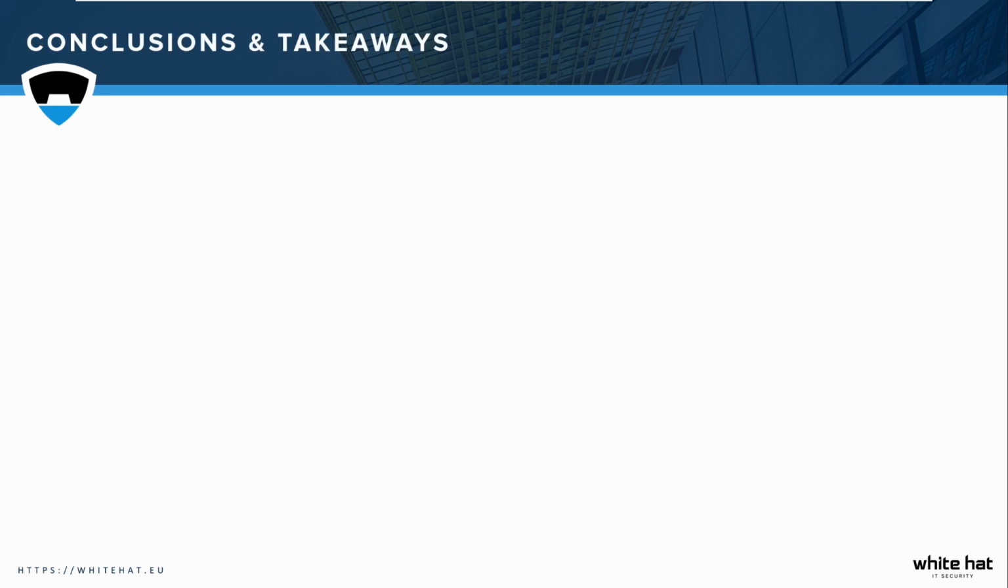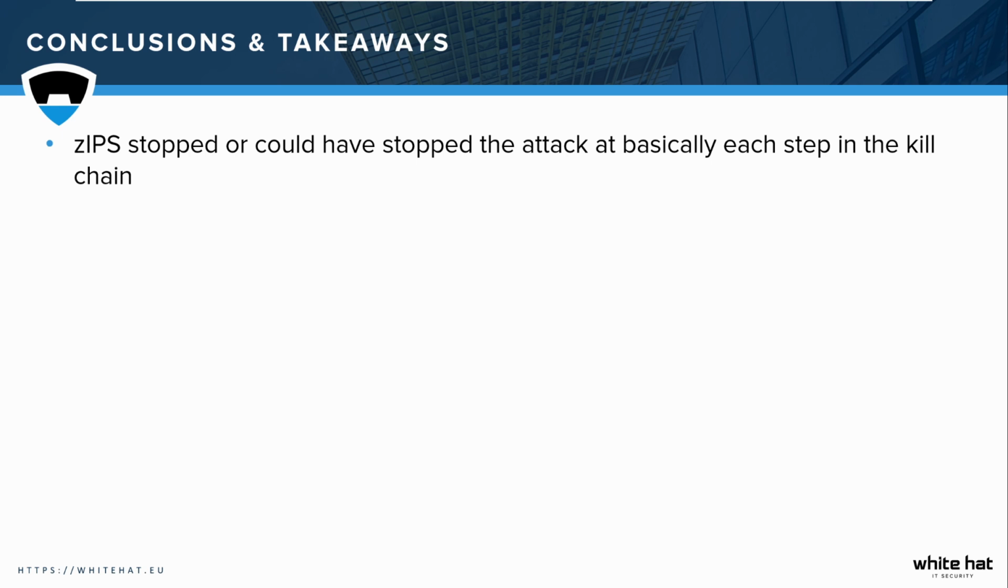I don't have much time left, so here are my conclusions and takeaways for you. As we could see, zips stopped or could have stopped the attack at basically any step in the kill chain. Second of all, no visibility hurts the most. And most companies have no visibility regarding their employees' phones being used for accessing company resources.